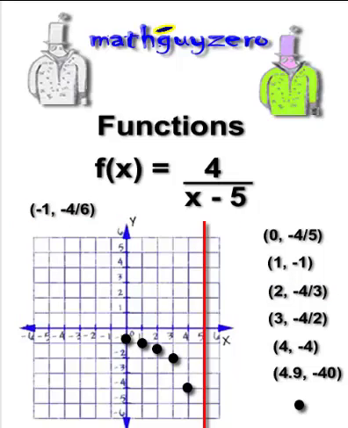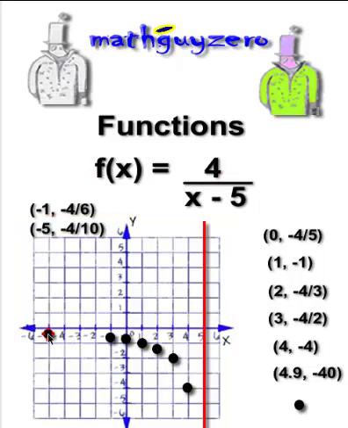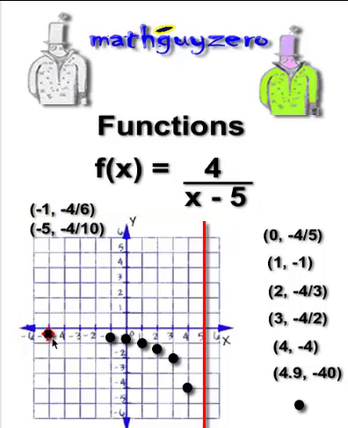Now let's pick a couple of negative numbers just to see where it's going. So if I plug in a negative 1, I get negative 4/6, also known as negative 2/3. I'm going to go way out here. Negative 5, right? Negative 5 minus 5 is negative 10. 4 over negative 10 is negative 4 over 10, or negative 2/5. So the farther you go out this way, the closer it approaches the x-axis, but again, it's never going to touch it. That's another asymptote.